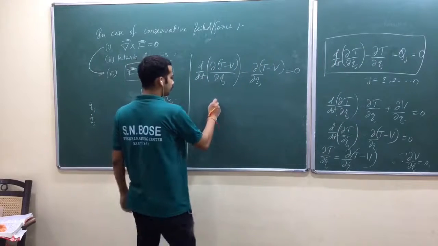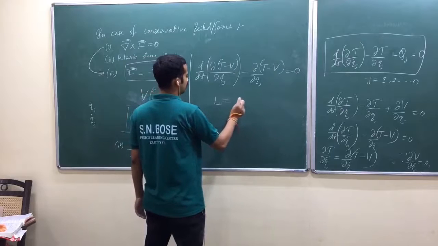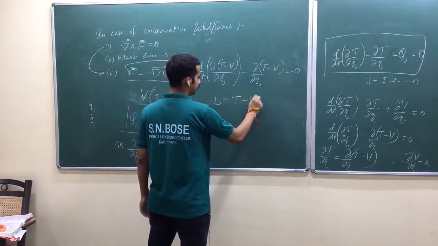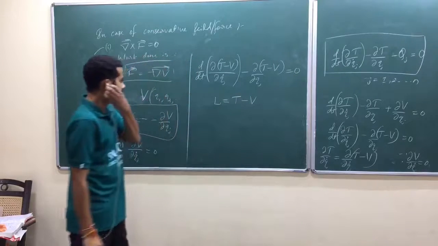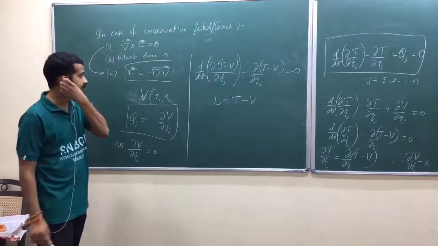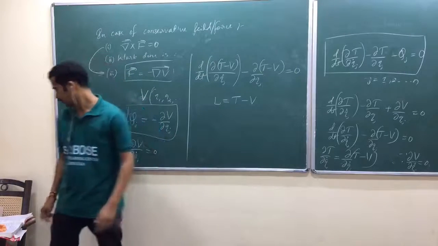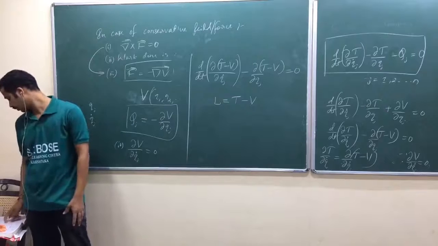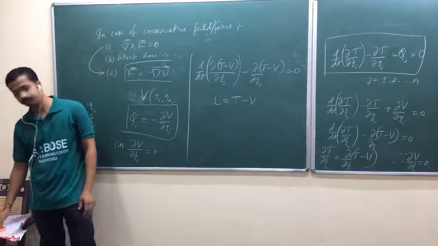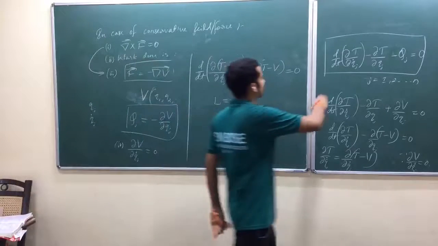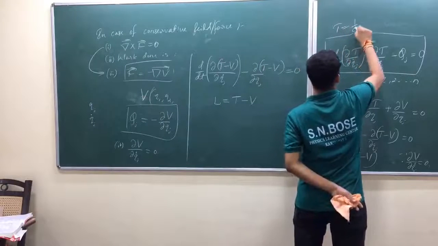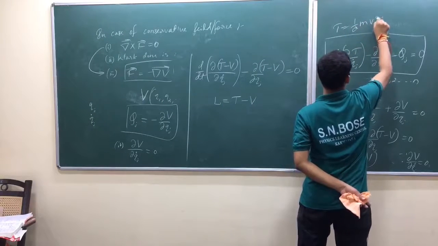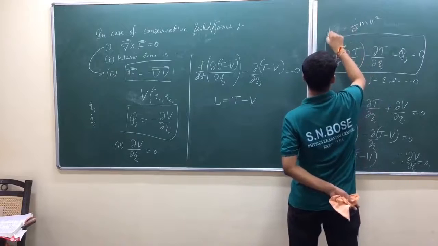And now we are going to define Lagrangian. What is that one? T minus V. Again, I haven't defined what is T. What is T? Kinetic energy of the total system. I haven't defined what is T. T is equal to half m Vi square, summation over i.